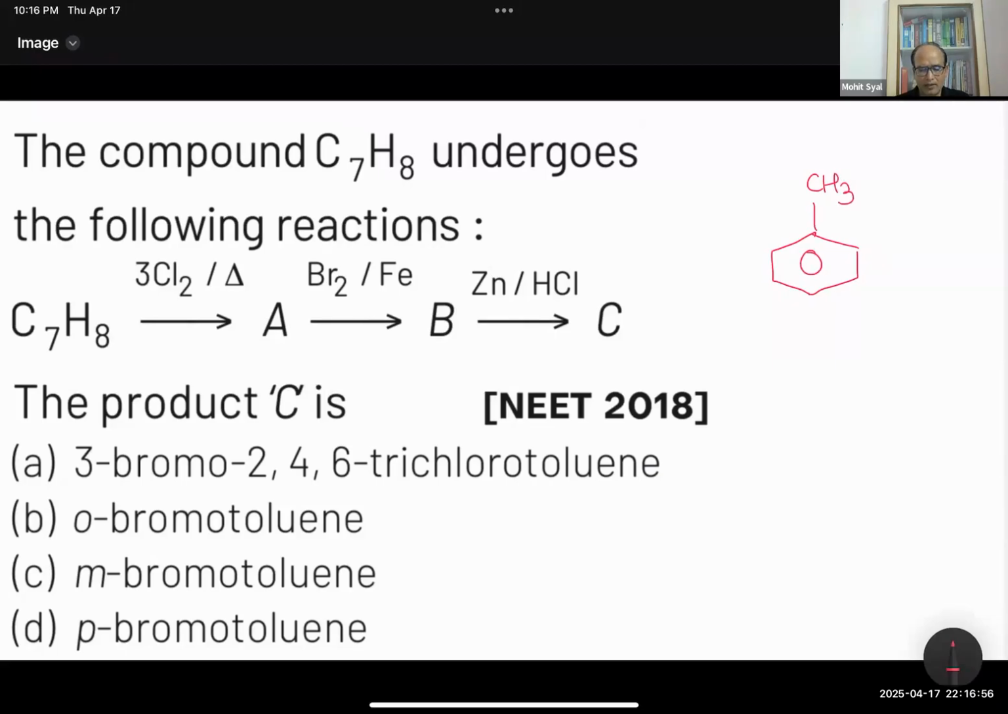So first of all, you need to consider this kind of molecule with benzene and methyl outside. So are you taking Cl2 and FeCl3, or are you taking Cl2 with heat or light? I am asking because both will lead to different kinds of reactions. Both are chlorination.